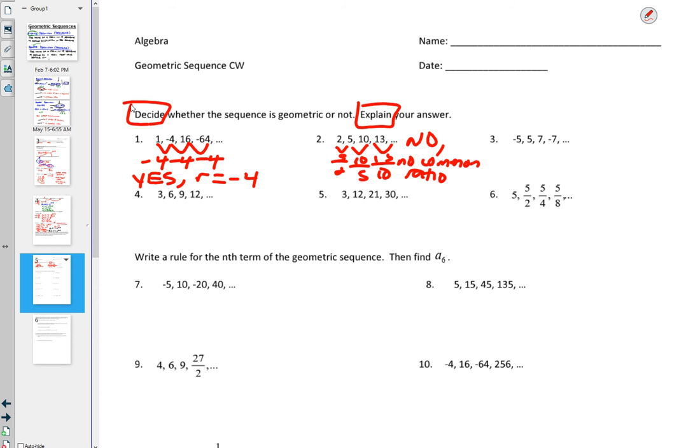How about the next one? Yeah, no, you can tell there's no way. Because from here to here this is times -1, and then from here to here is 7 over 5, and this is -7 over. This is also -1. That's not going to be. I mean, there might be some pattern there, but it isn't geometric.